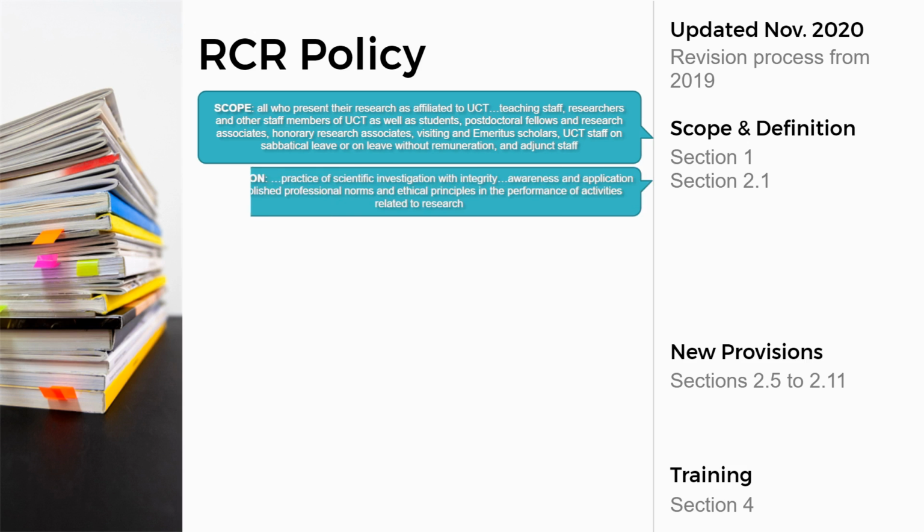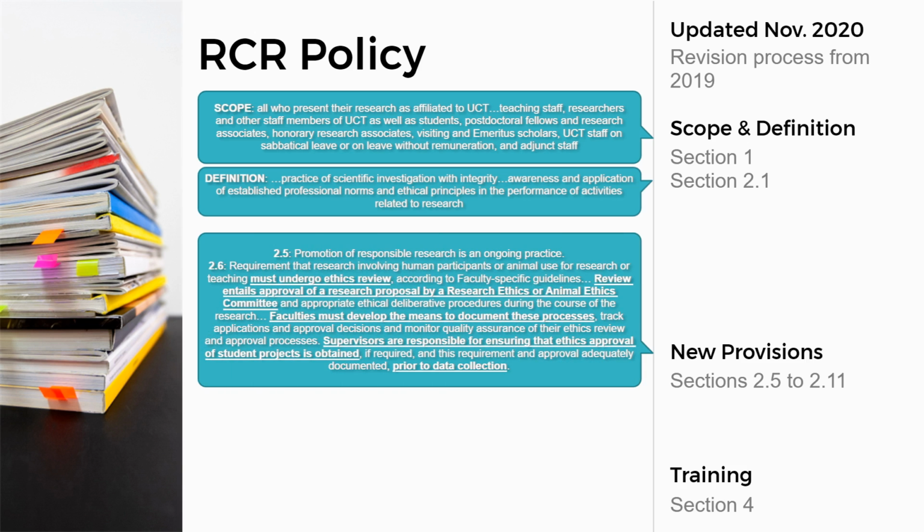The definition of research integrity is the practice of scientific investigation with integrity. It also includes awareness and application of established professional norms and ethical principles in the performance of activities related to research. New provisions are outlined in sections 2.5 to 2.11 of the policy.